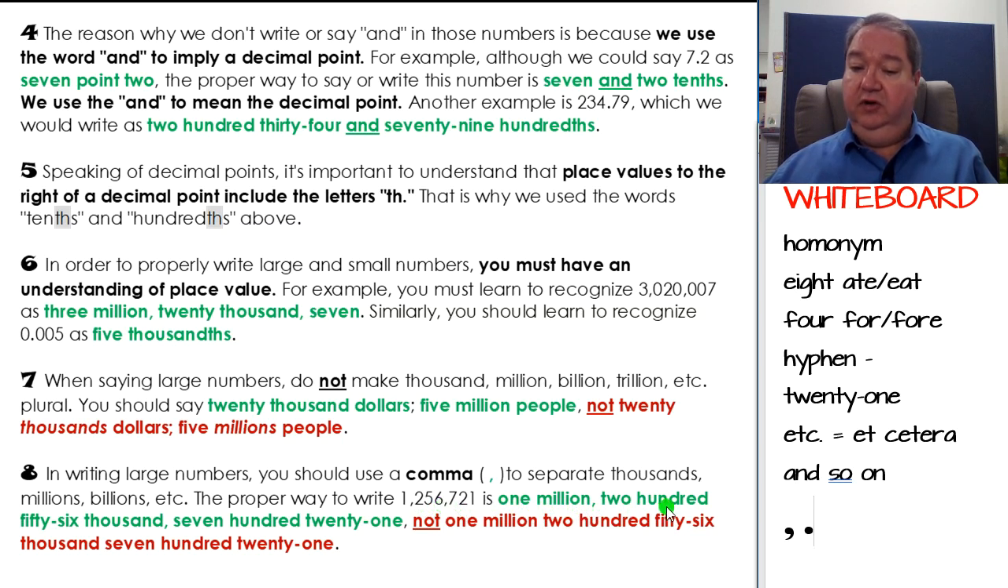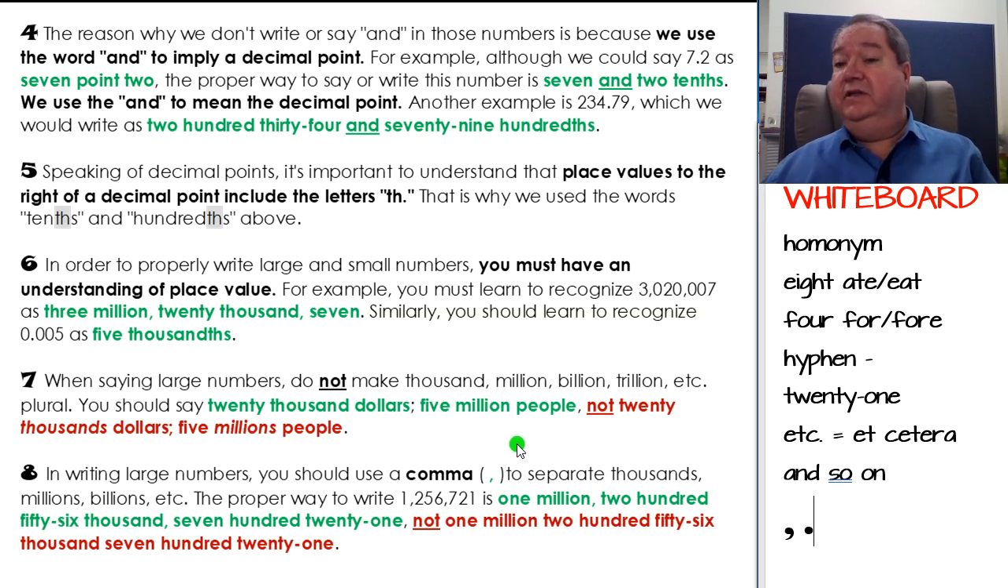Two hundred fifty-six thousand, notice the hyphen here, fifty-six thousand. There's a comma here, we use a comma here. Seven hundred twenty-one, with the hyphen here. Not "one million two hundred fifty-six thousand seven hundred twenty-one" with no commas. Okay? Comma after million, comma after thousand. Does that make sense? I hope so.